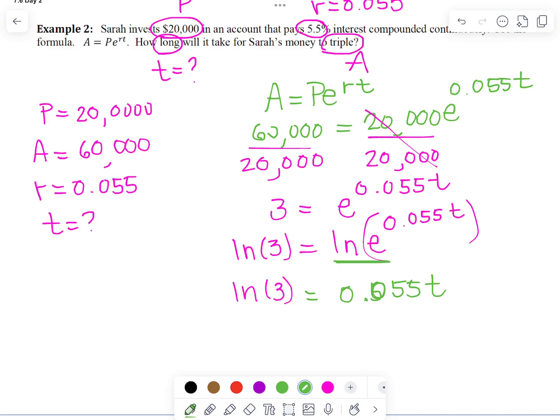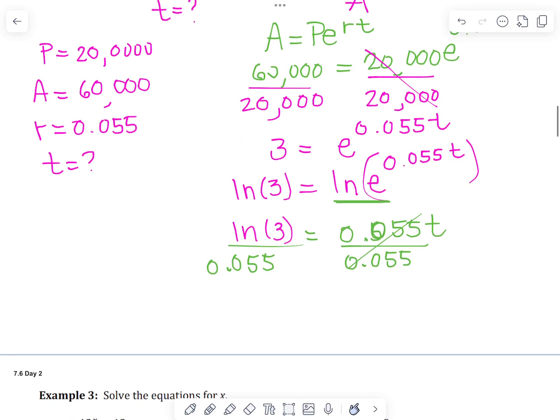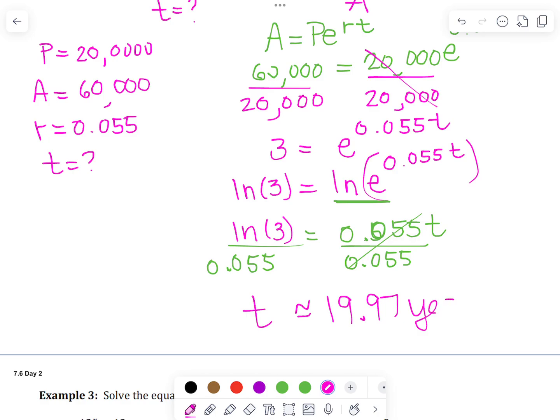And then our last step is just go ahead and divide both sides by 0.055. And then enter that into our calculator. So we get t to be about 19.97 years. So it'll take approximately 20 years for that investment to triple from 20,000 to 60,000 with an interest rate of 5.5%.